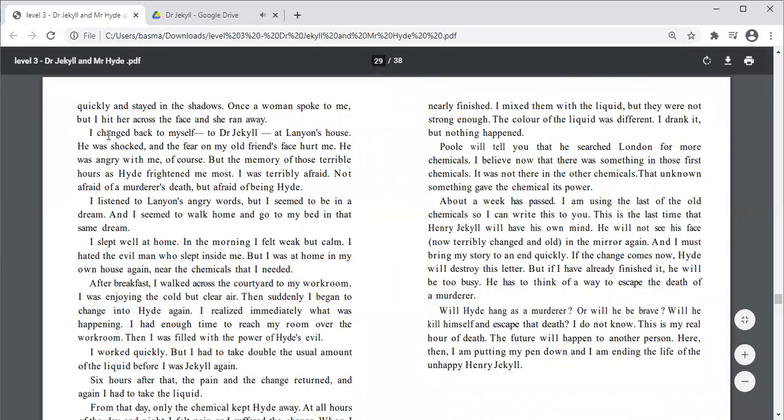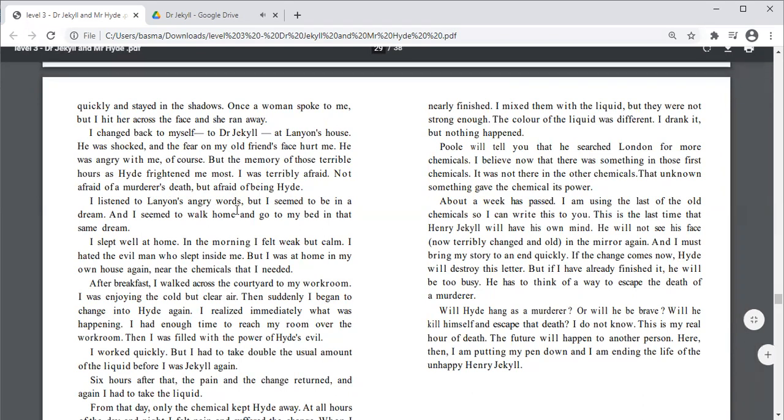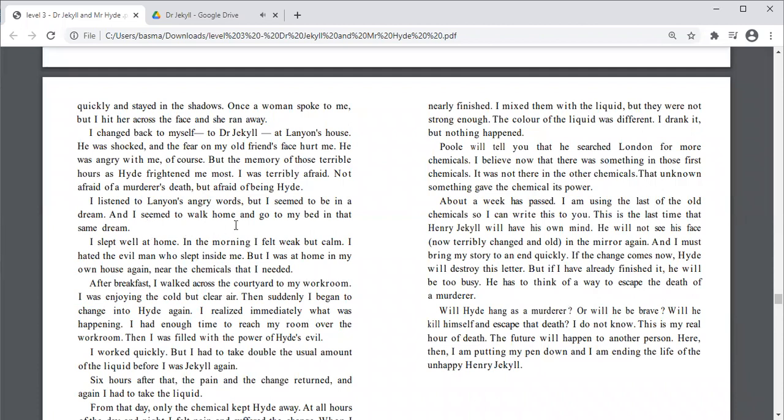I changed back to myself, to Dr. Jekyll, at Lanyon's house. He was shocked, and the fear on my old friend's face hurt me. He was angry with me, of course, but the memory of those terrible hours as Hyde frightened me most. I was terribly afraid. Not afraid of a murderer's death, but afraid of being Hyde. I listened to Lanyon's angry words, but I seemed to be in a dream, and I seemed to walk home and go to my bed in that same dream.